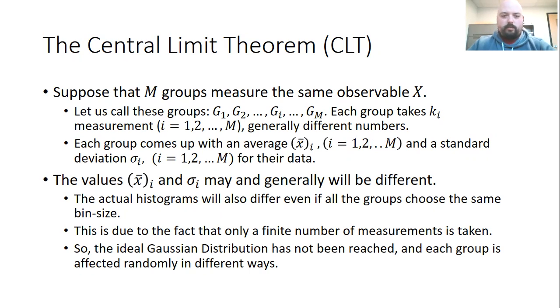basically applies to a statistical set of some observables. Let us suppose that we have some M groups that measure the same observable in, say, a lab setting. Let us say that these groups are called G1, G2, all the way up to GM. Each of the groups takes some amount of measurements. Let's call them K sub I, where I goes from 1 all the way up to M as well.